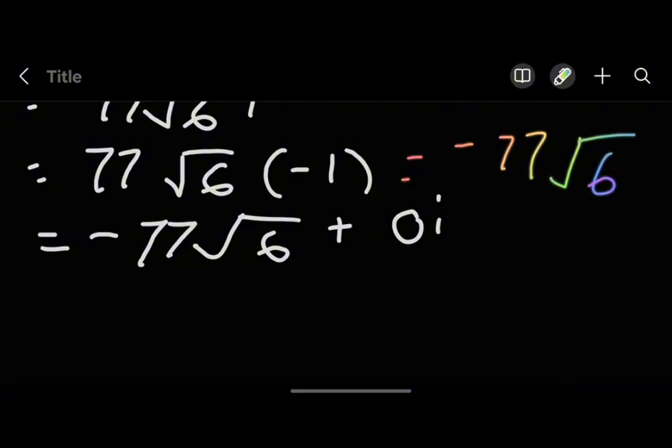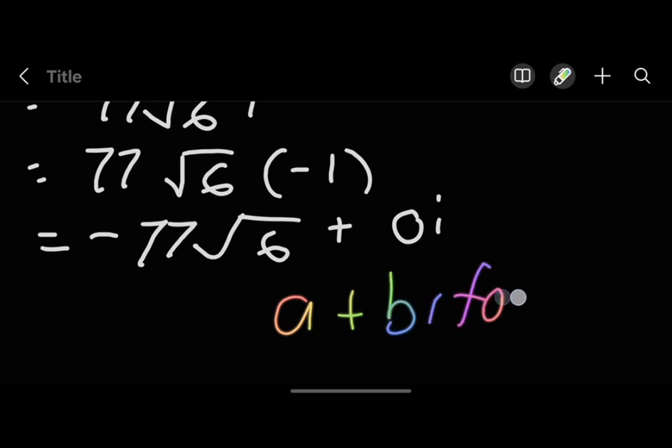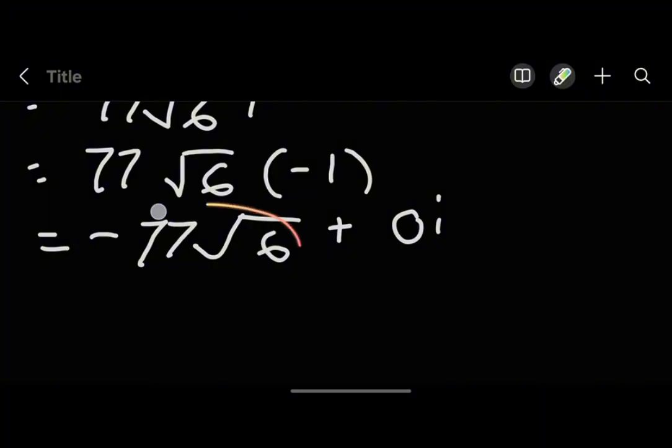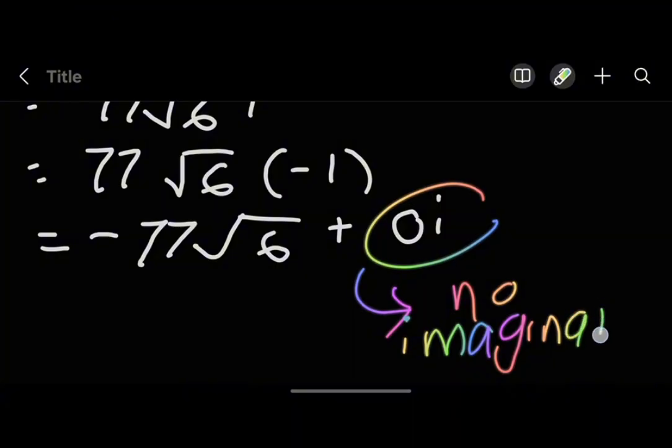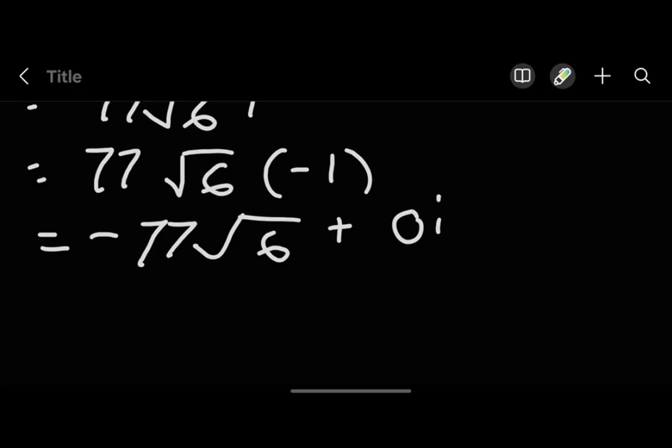Then we get -77 root 6. And we have to write it as a plus bi, so we get -77 root 6 plus 0i because we have no imaginary part. That is all. Thank you.